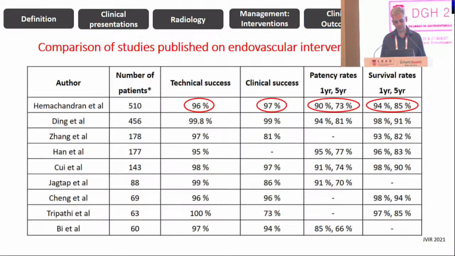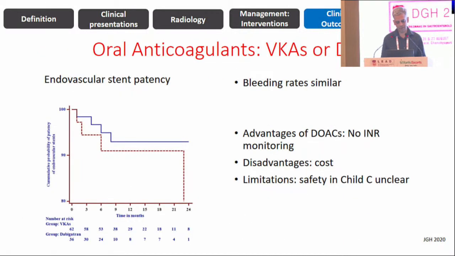Technical success: our own data of 510 patients, which is one of the highest published across the globe, shows high technical success of 96% with clinical success also, and patency rates are good, 90% at 1 year and 73% at 5 years. Which anticoagulant to choose?